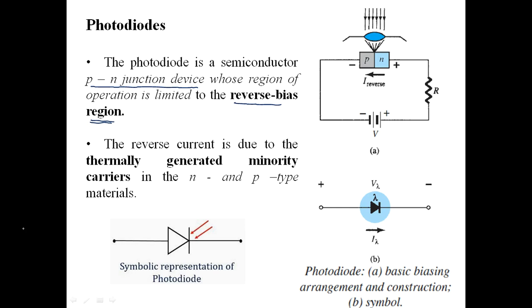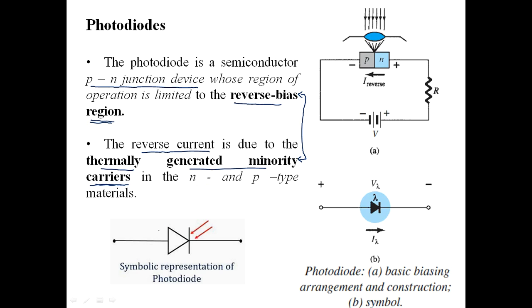Then the second point, the reverse current which flows through a photodiode is due to the thermally generated minority carriers. Again, an interesting point. There is no involvement of majority carriers here. We are talking more about minority carriers. Now I think you can correlate to some extent: reverse bias, minority carriers, in the N and P type materials.